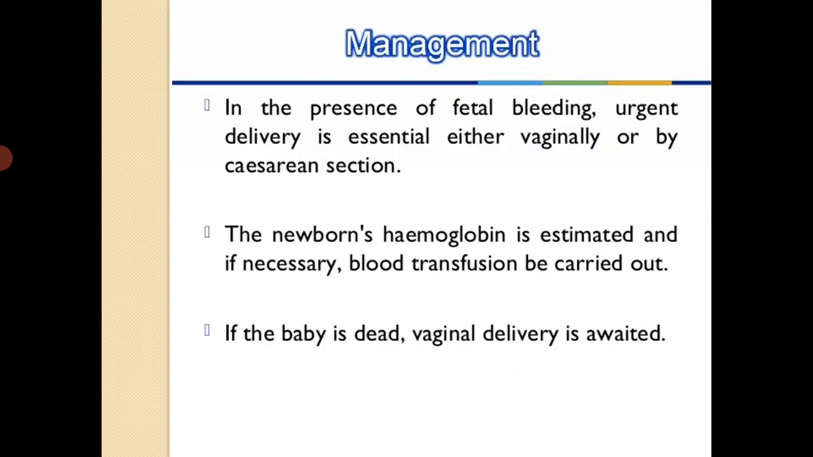Management of the vasa previa. In the presence of fetal bleeding, urgent delivery is essential, either vaginally or by cesarean section. The newborn's hemoglobin should be estimated and, if necessary, blood transfusion must be carried out. If the baby is dead, vaginal delivery is awaited.